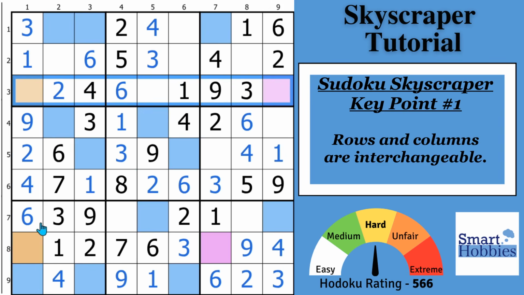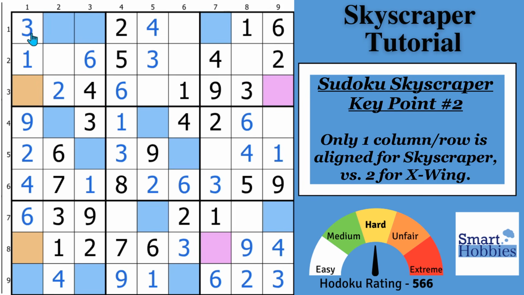The second thing I want to point out is the difference between an X-wing and a skyscraper. In a skyscraper, only one column is going to be lined up where the cells are in the same column. In an X-wing, both of them will be. So you'd have to have like this cell would have to be right here to line up with that cell for it to work for an X-wing. So whenever they're not lined up, but they're in the same 3-block band, you have found a skyscraper.